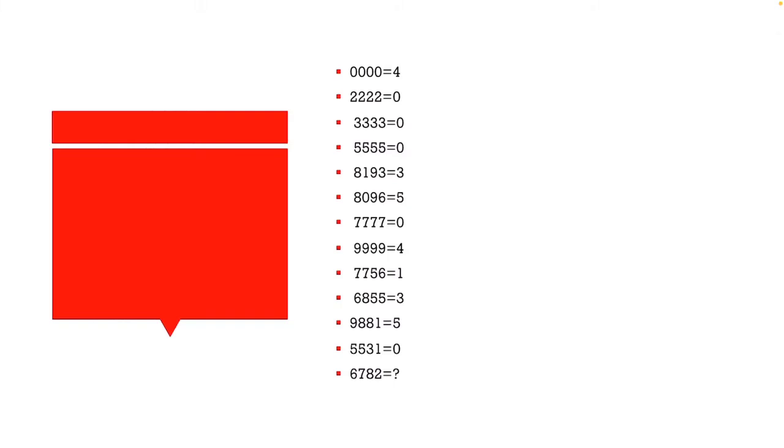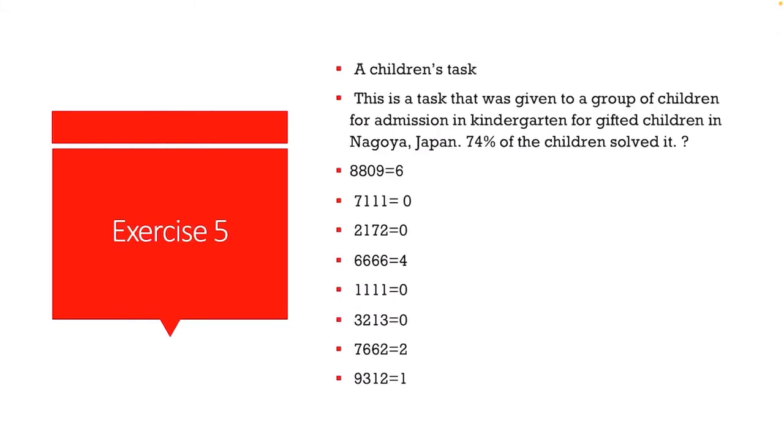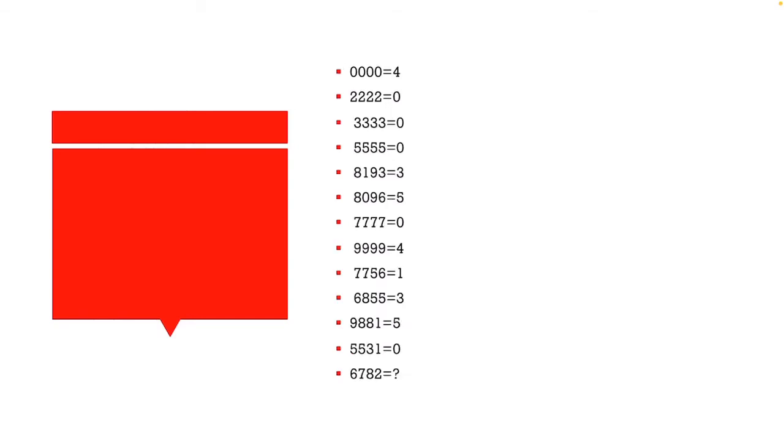We have to find the answer for 6782. Once again, go through the question and we'll discuss the solution. Can we discuss the solution? Okay, the answer is 3. How did we get the answer?